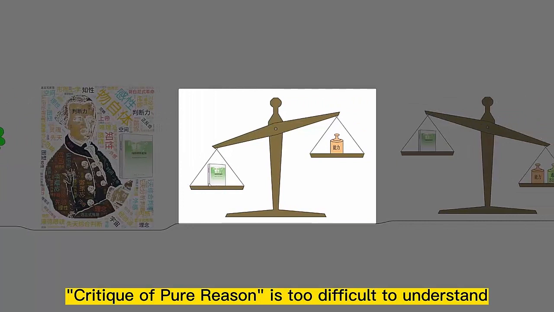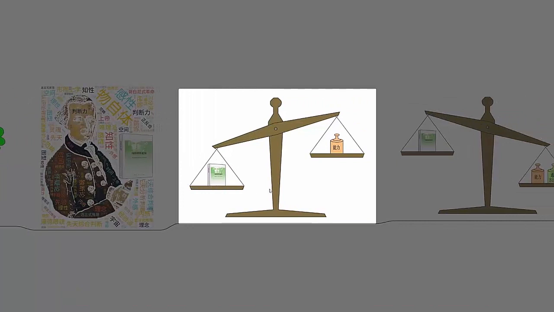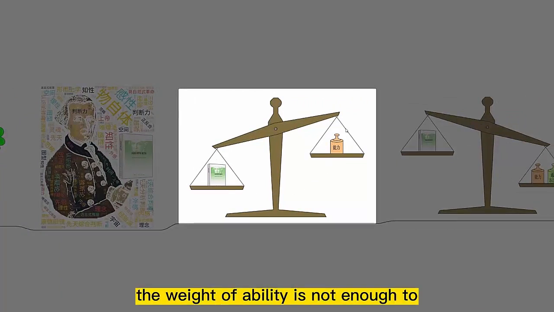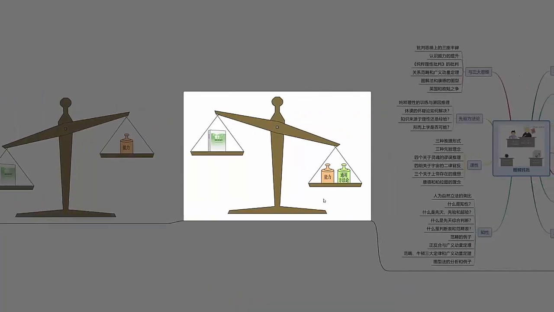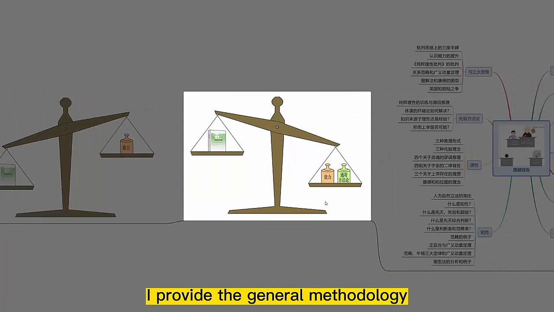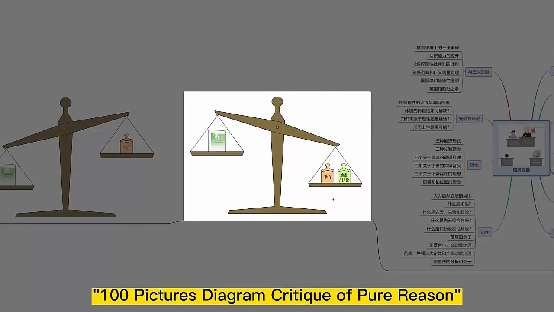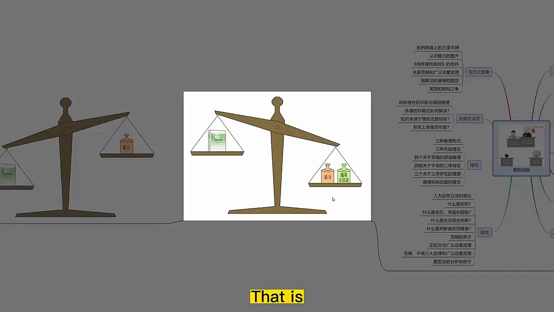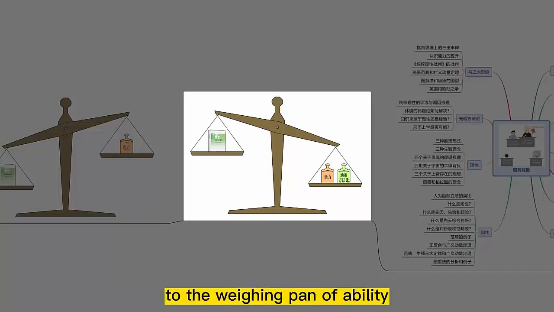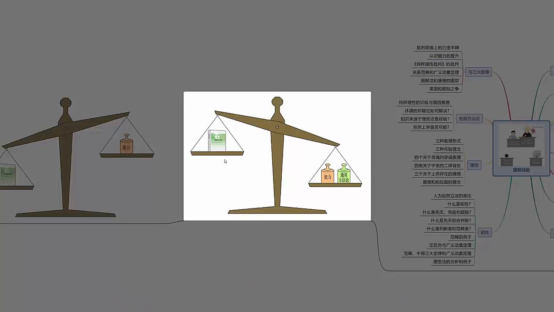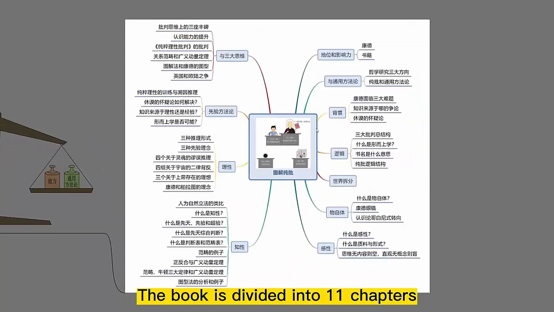Critique of Pure Reason is too difficult to understand. Just as on the scales, the weight of ability is not enough to match the weight of this book. I provide the general methodology to resolve these contradictions, so I wrote 100 pictures diagram critique of pure reason. That is, to add the weight of general methodology to the weighing pan of ability, so that it is sufficient to match the weight of this book. The book is divided into 11 chapters to explain critique of pure reason.